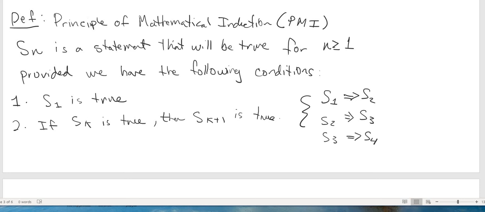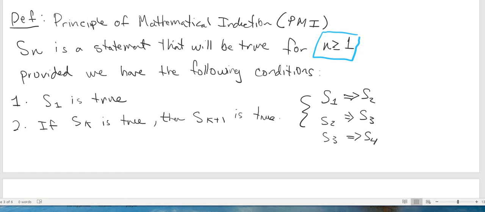So then, which numbers work? Well, all of them, from 1 all the way to infinity. In other words, they all work. Okay, so that's why it's always going to work, or it's always going to be true for n greater than or equal to 1. So that's the idea behind mathematical induction.